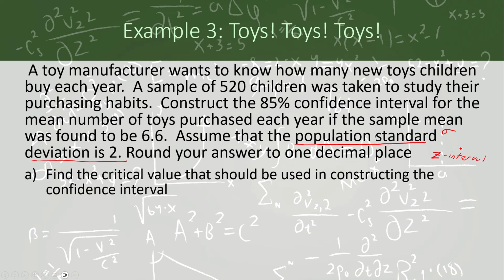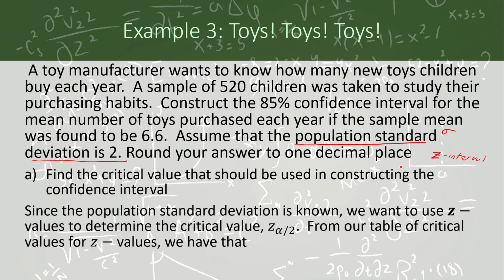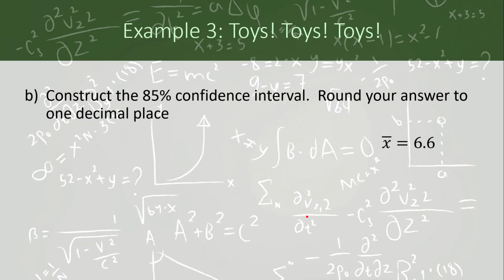Okay, so what is the critical value associated with constructing the confidence interval? Well, in this case we want to use the z value for the case where c is equal to 0.85 or 85%. And if we looked up in the table that we saw earlier, we would find that our critical value is 1.44. Once we've done that, we can now solve the rest of the problem. Okay, construct an 85% confidence interval. Round your answer to 1 decimal place.